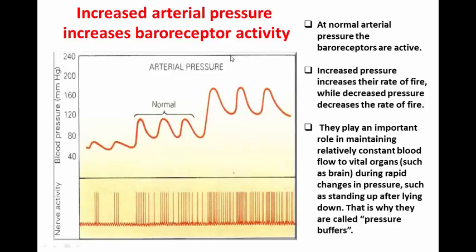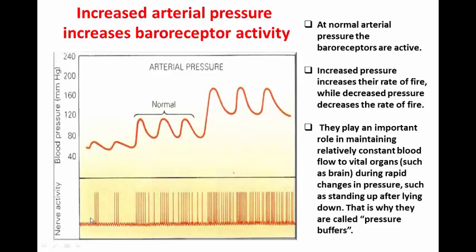From this diagram, it is shown that at normal arterial pressure, this is the normal arterial blood pressure, diastolic 80 and systolic 120 millimeters of mercury, baroreceptors are active because there are still action potentials which are generated by the baroreceptors and transmitted through the nerves to the cardiovascular centers in the medulla oblongata. Increased pressure increases the rate of firing of action potentials, while on the other hand, decreased pressure decreases the rate of firing.